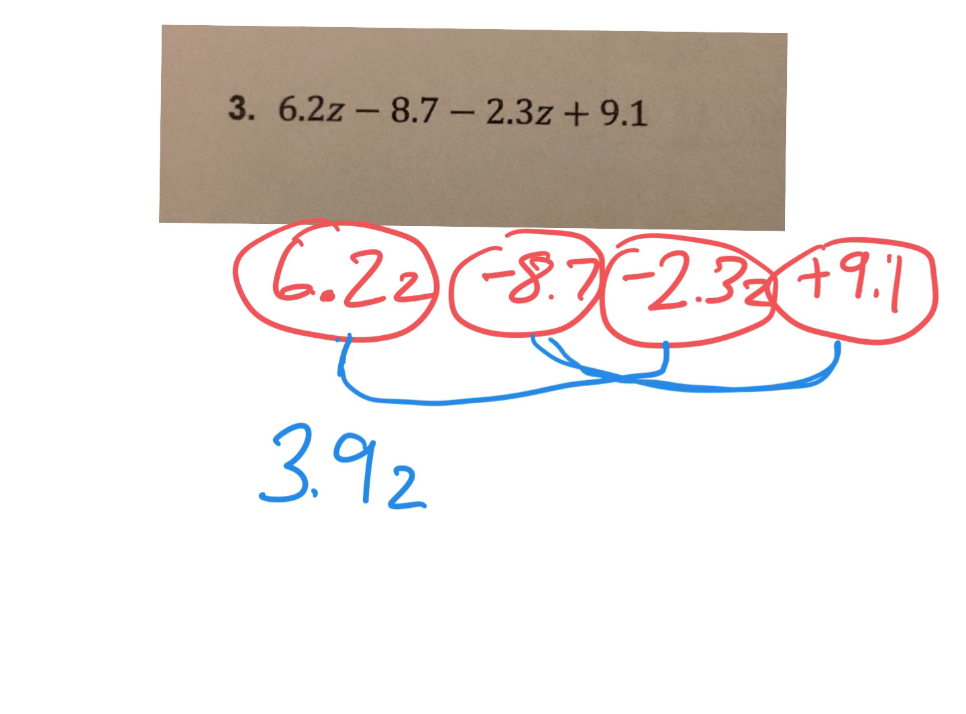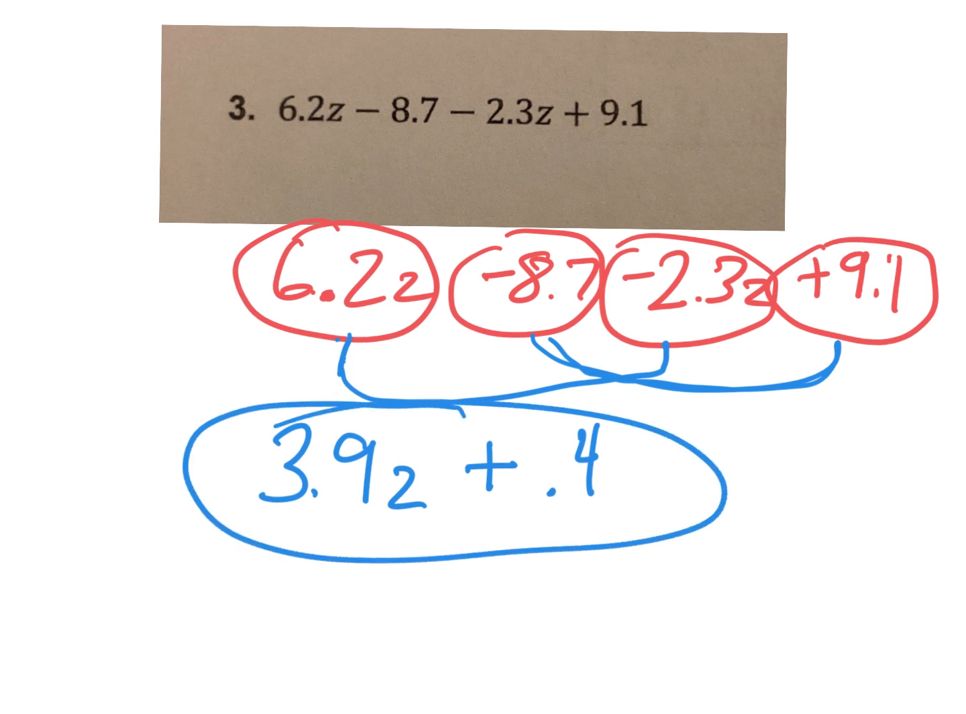And then I'm going to take these two right here. Negative 8.7 plus 9.1. The positive's bigger. I just need to find the difference of that. So it's 9.1 minus 8.7 gets me 0.4. And there's more positive, so it's a plus 0.4. And there is my answer.